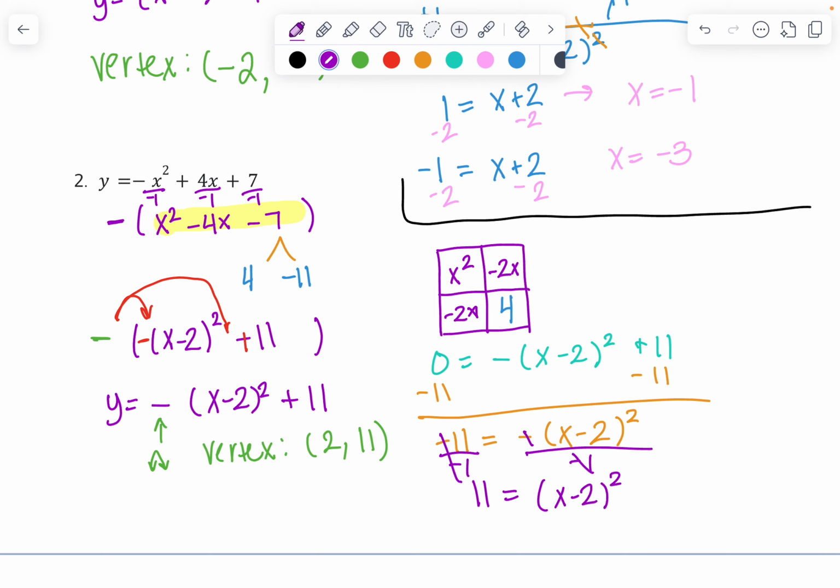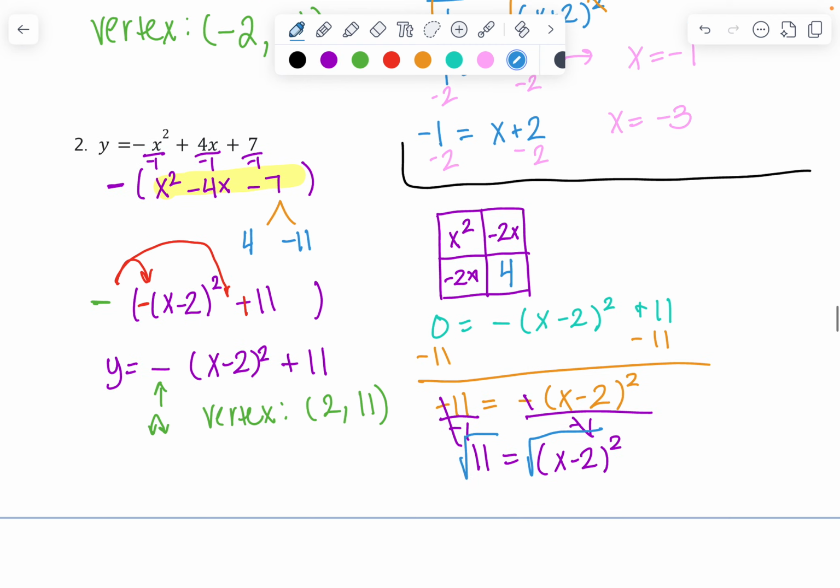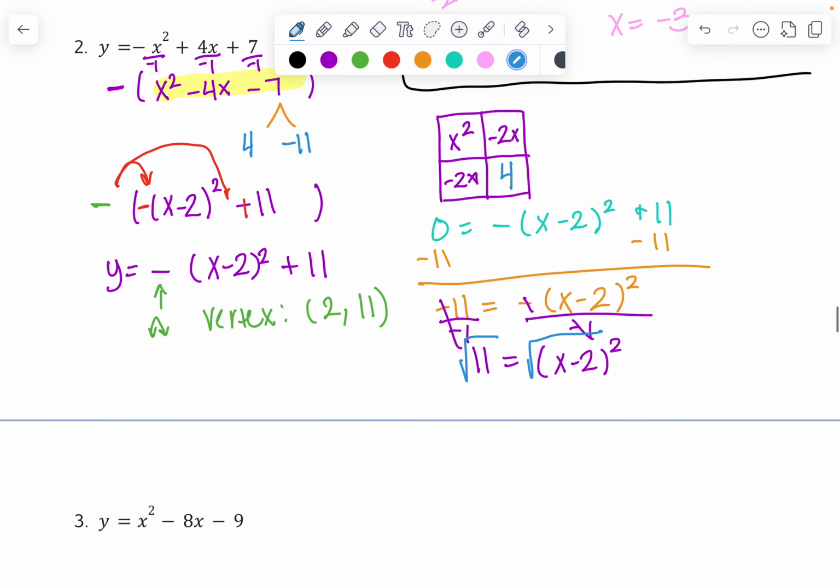Now we can take that square root. And remember, we're always going to get 2 answers anytime we square root something. We'll get a positive square root of 11, which turns out to be like 3.31. And we're left with x minus 2 on the right. We'll also get a negative 3.31. And we're left with that x minus 2 on the right.